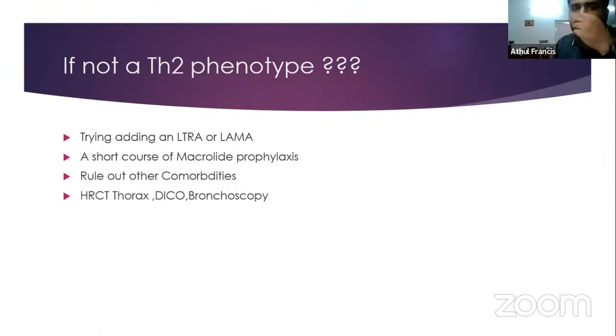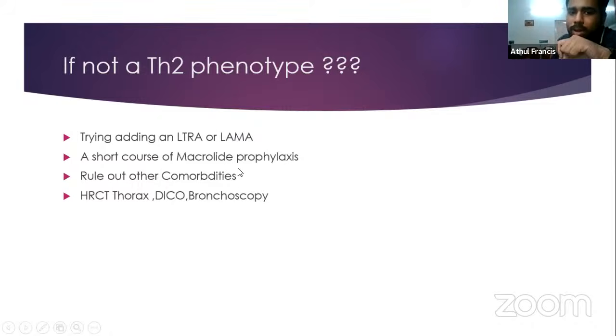If not a type 2 phenotype, that is, you see that his eosinophil counts are not raised, his FeNO is negative, his sputum eosinophil is negative, there's no classical allergy history as such, and there's no nasal polyposis. In such cases, as I told, always try adding a leukotriene receptor antagonist or a LAMA.